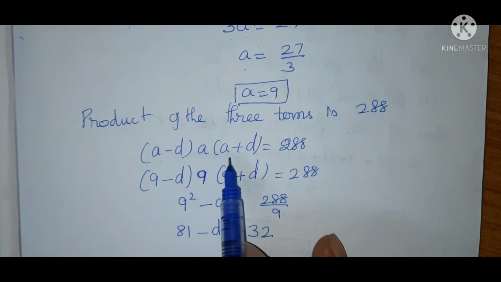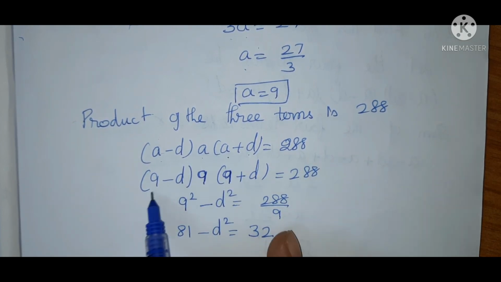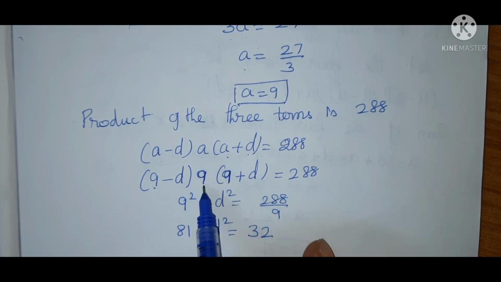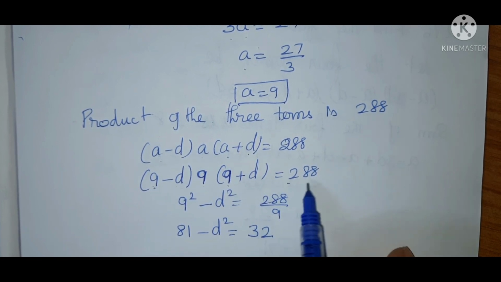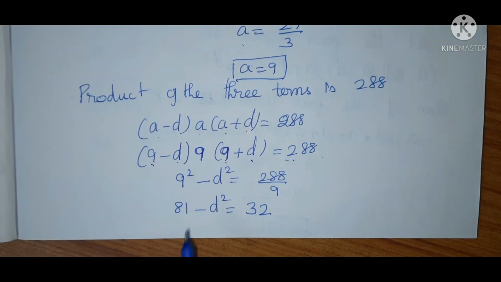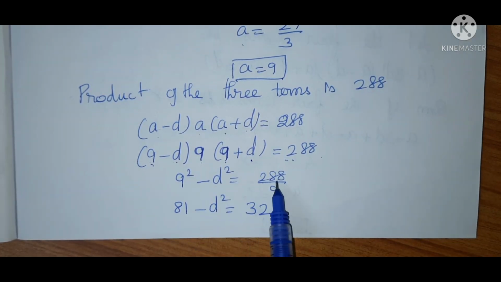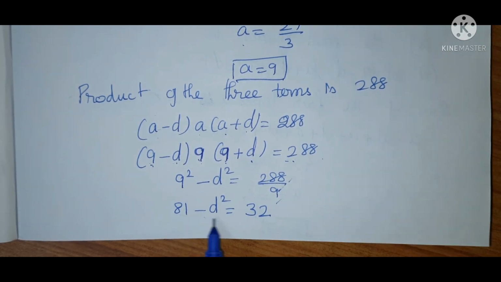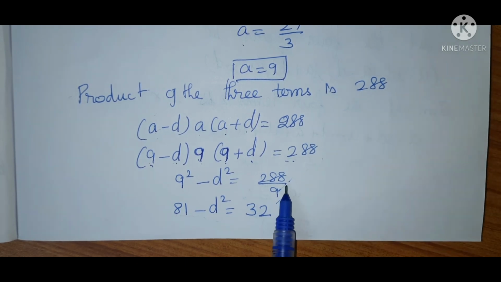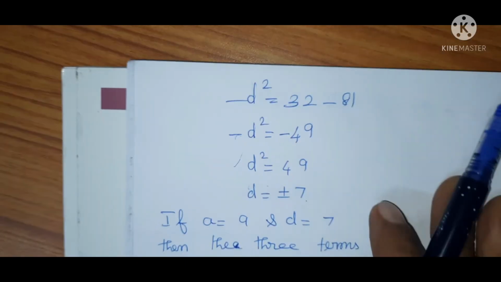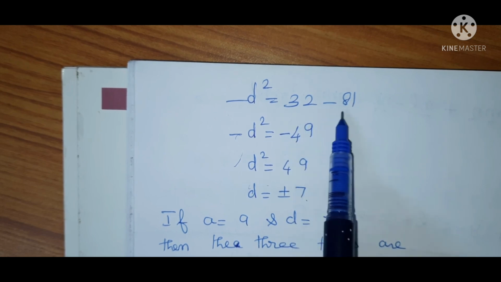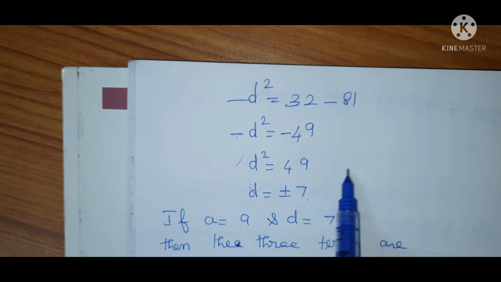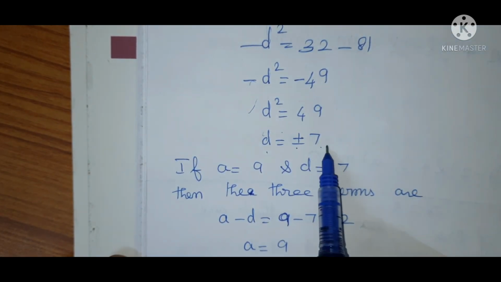The product of the three terms is 288. (a minus d) into a into (a plus d) is equal to 288. a is 9, so 9 into (9 minus d) into (9 plus d) is equal to 288. 9 square minus d square is equal to 288 divided by 9, that is, 81 minus d square is equal to 32. Minus d square is equal to 32 minus 81, minus d square is equal to minus 49. d square is equal to 49, d is plus or minus 7.